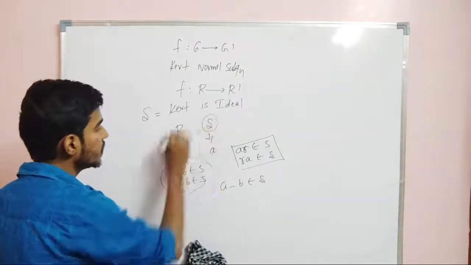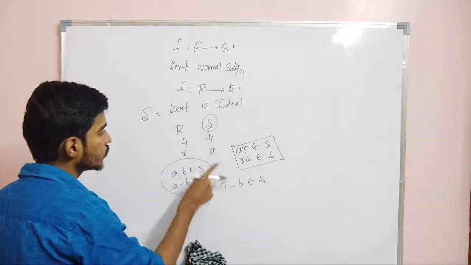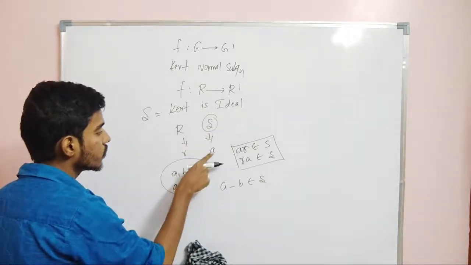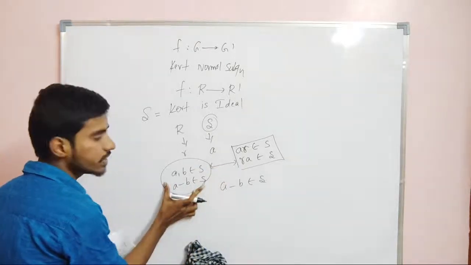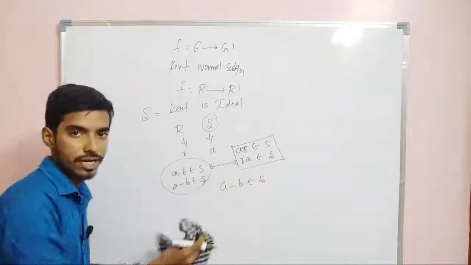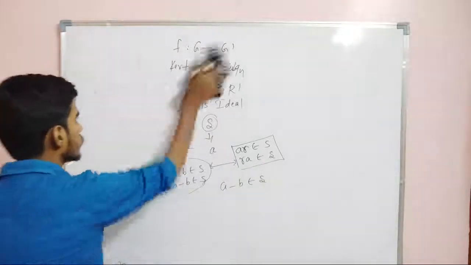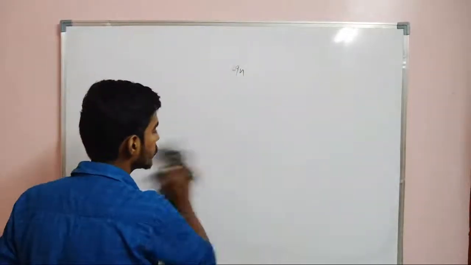Then this S will be a subgroup, and then you need to show that it is an ideal. For that, you need to show these two conditions. So this will guarantee the subgroup, and this will give the condition for ideal. So we are going to prove that the kernel of f is an ideal.